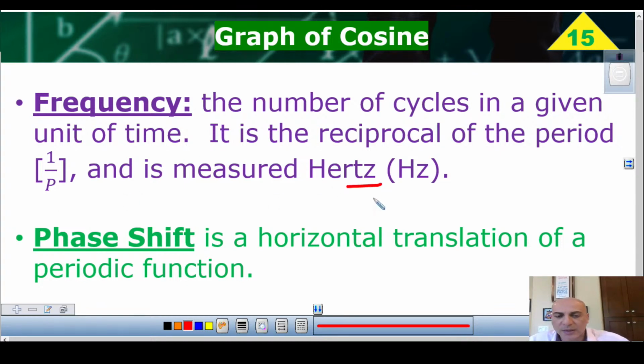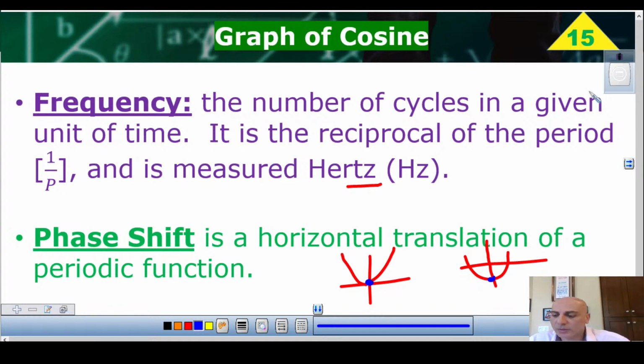We're not going to discuss that today. And we're also going to wait for the phase shift. Phase shift is the horizontal translation, just like what we did a few minutes ago with the quadratic function, which we started here and then shifted down here, maybe.